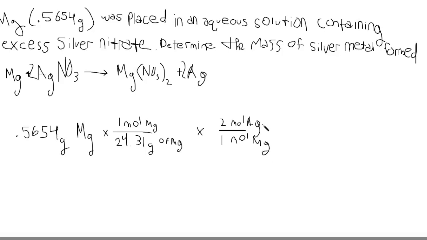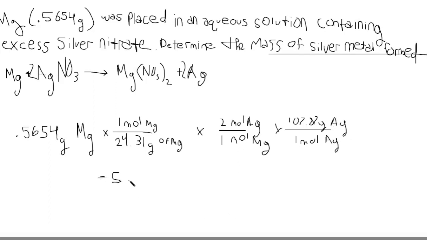So since we've converted to moles of silver, now we'll just convert moles to mass to find out the mass of the silver metal formed. So we'll do that by multiplying this by 1 mole of silver and the molar mass of silver, which is 107.87. And when you multiply that out, that should equal about 5 grams of silver.